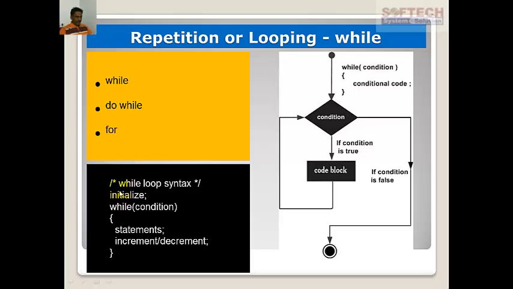So now we discuss the while statement. This is the syntax for the while loop. First we initialize the variable, then we check that variable against some value, that is a condition. Then we see the while block. If the condition is true, it executes the statements. We put increment or decrement based on the condition, then it closes the block.